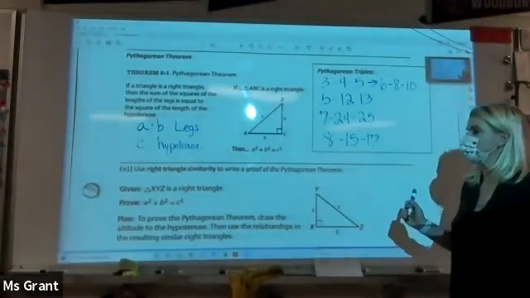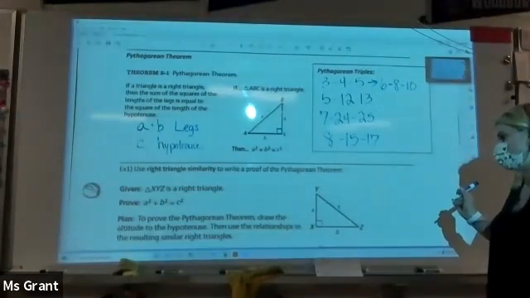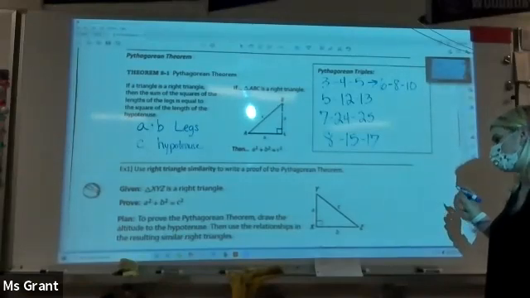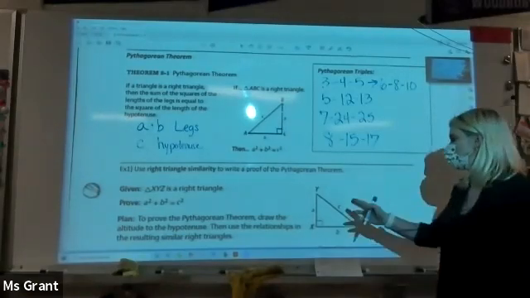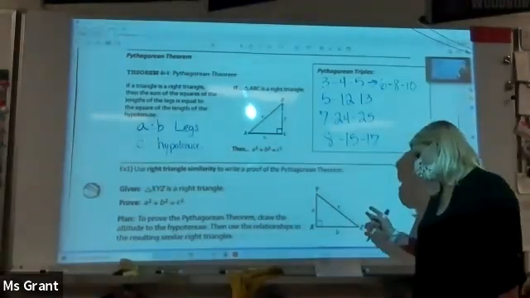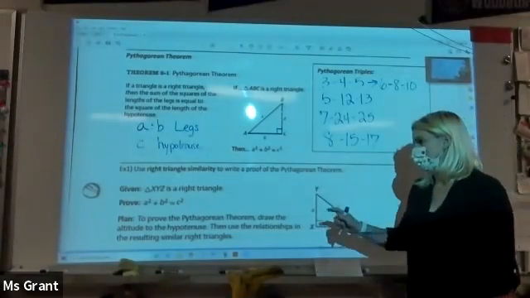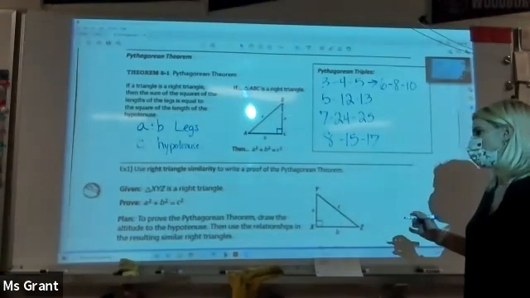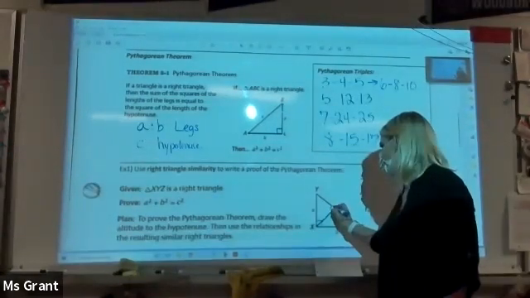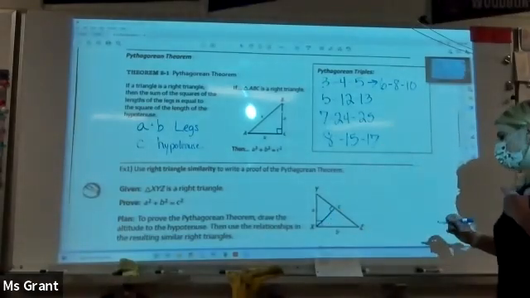Example 1. Use right triangle similarity to write a proof of the Pythagorean theorem. So if I know that it's a right triangle, XYZ, I have to prove that a squared plus b squared equals c squared. So plan. To prove the Pythagorean theorem, draw the altitude to the hypotenuse. So we just did problems where there was an altitude, right? Here's 90 degrees. Then use the relationships in the resulting triangles.